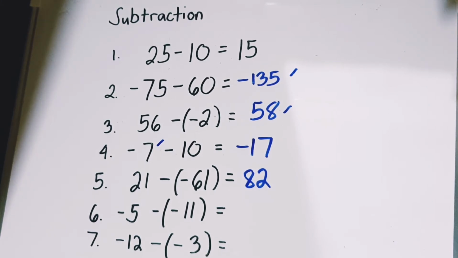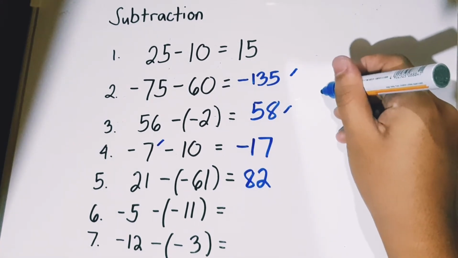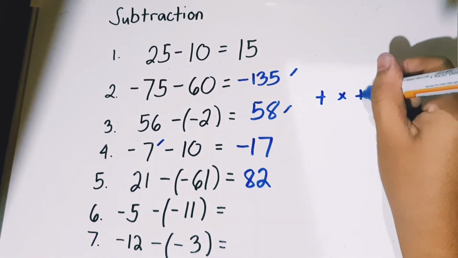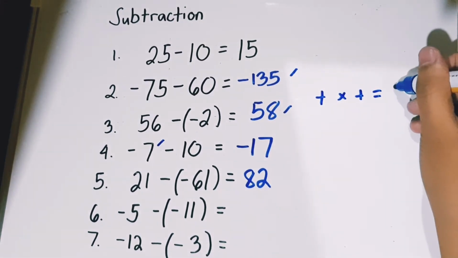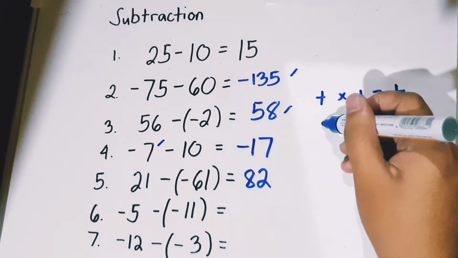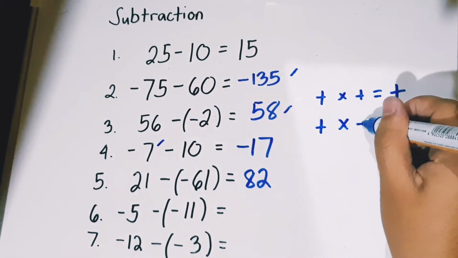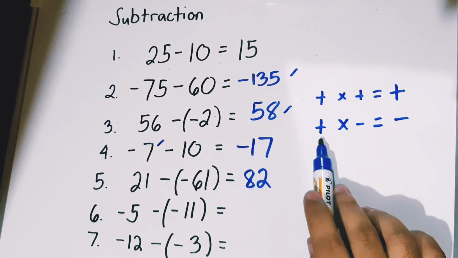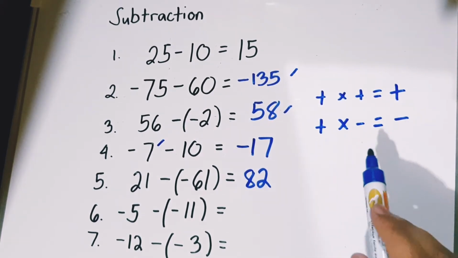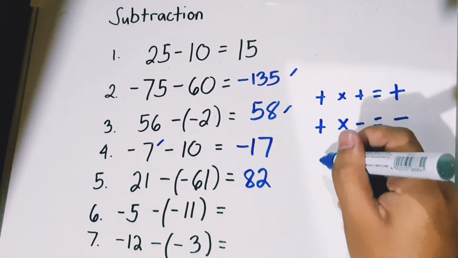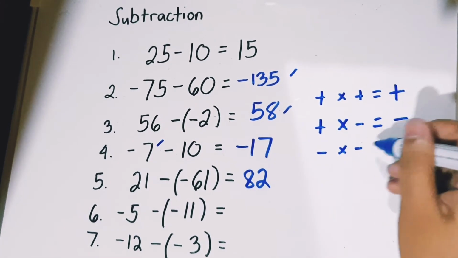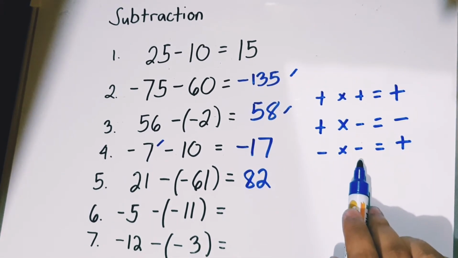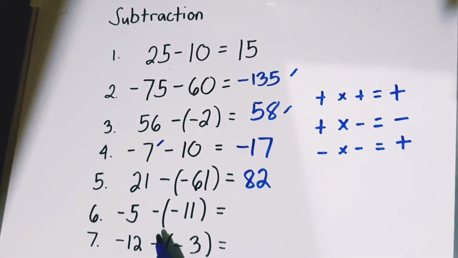So if we multiply the signs only, positive times positive, the answer will be positive. If we multiply positive times negative, the answer will always be negative. It's still the same. If negative times positive, it's still negative. It's either way. And negative times negative is equal to positive. So let's remember this one and let's apply it here in case number 6.